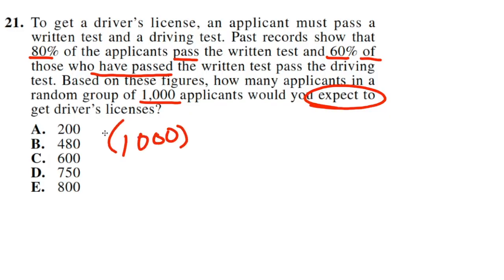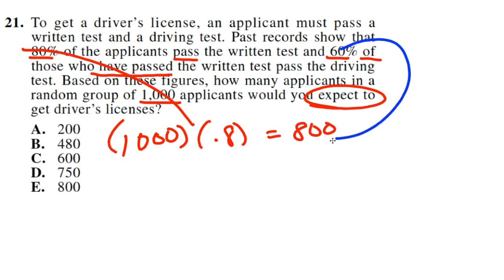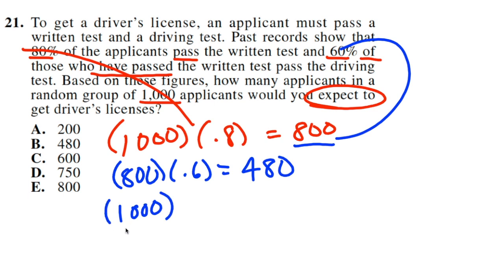Percent always means multiply. So I start with 1,000. 80% of them pass the written test. So that's 0.8. 0.8 of 1,000 is equal to 800. 60% of those who passed, those 800 are those who passed. So 800 times 60% equals 480. You could have done this all in one step as 1,000 times 0.8 times 0.6. Learn how to do this with speed. The answer is 480.